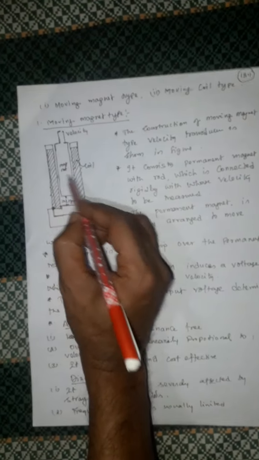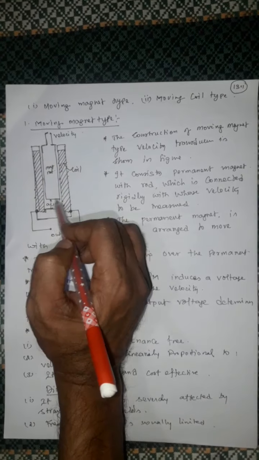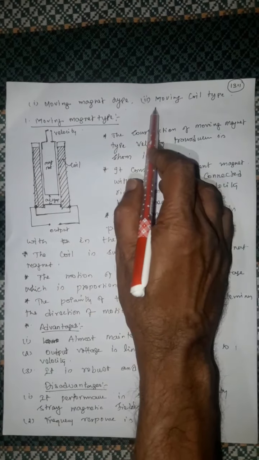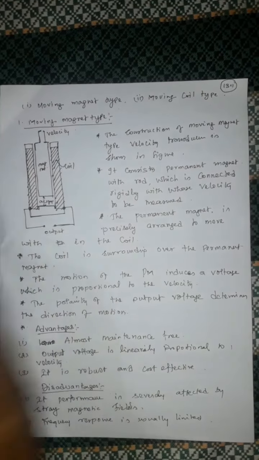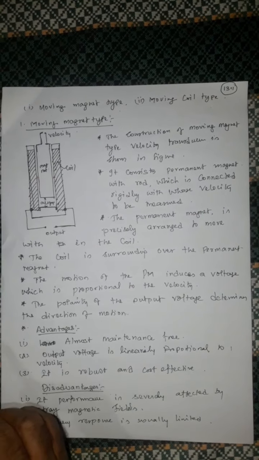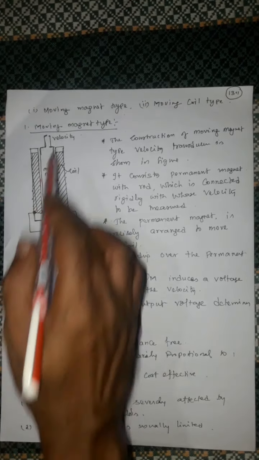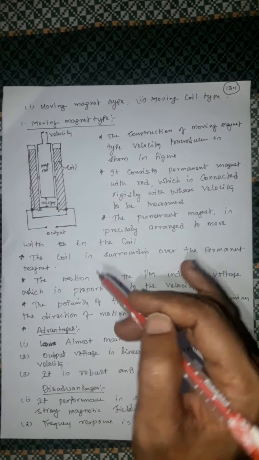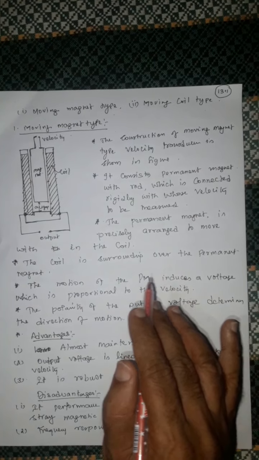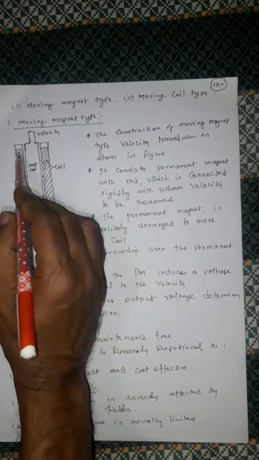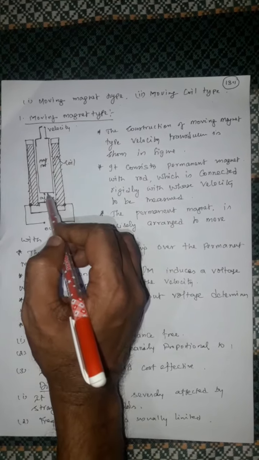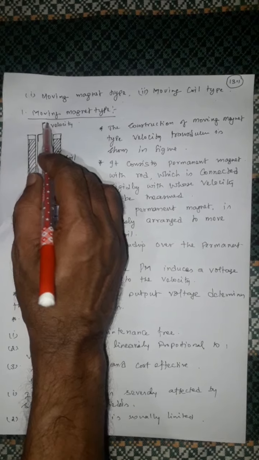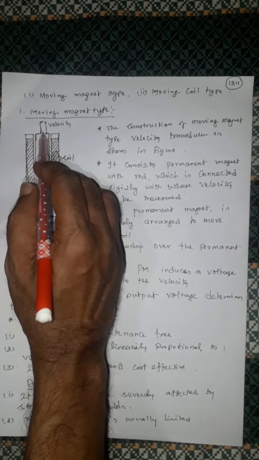This is the air gap between the magnet and the coil. There are two types: one is the moving magnet type, another is the moving coil type. First consider the moving magnet type. As the name suggests, moving magnet type means the magnet is moving, and moving coil type means the coil is moving. Here the coil is permanent. Inside we have a moving coil, which will be connected to the object whose velocity is to be measured.